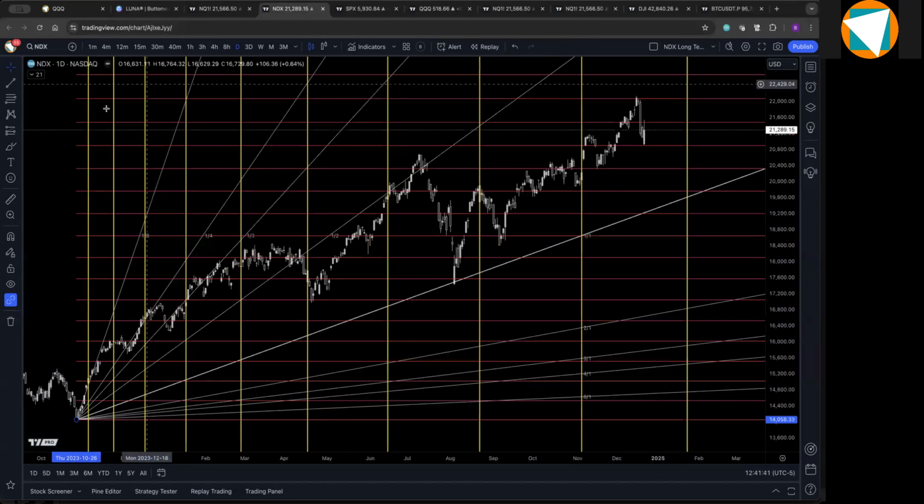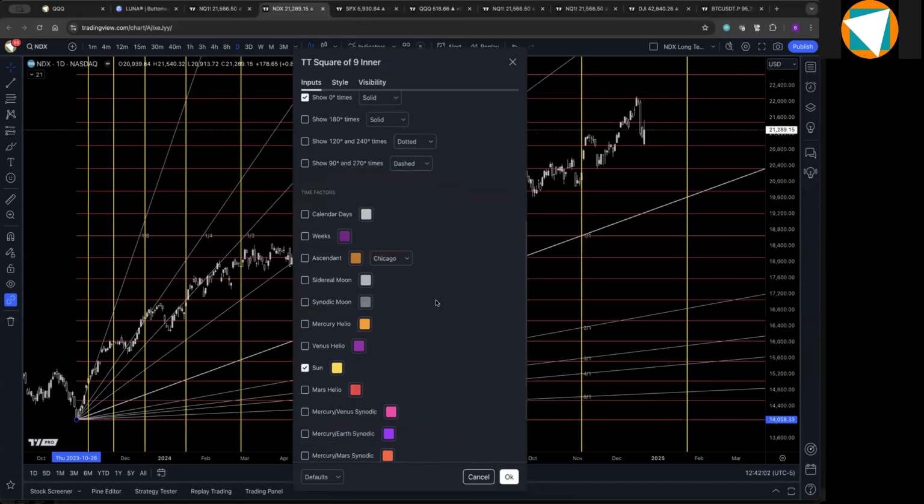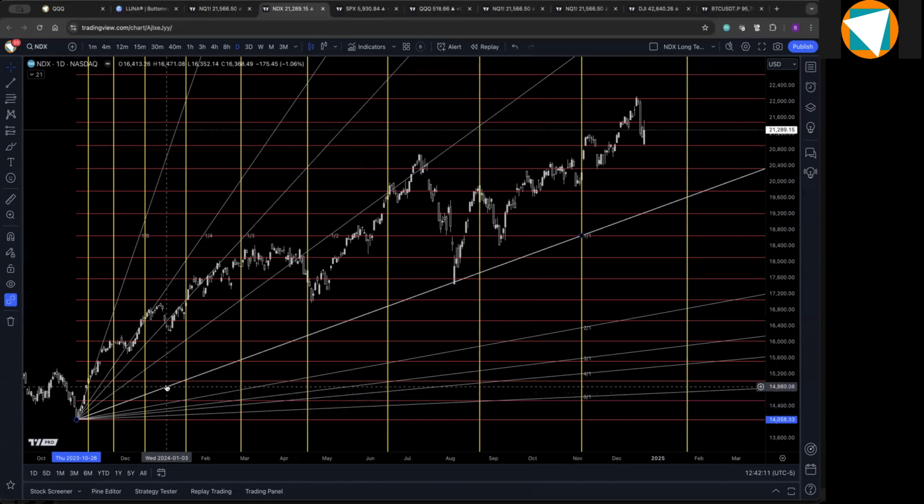The other one is on the NDX. I'm using the new Square of Nine inner chart. You may not be familiar with how to get the most from this, so I'll walk you through it. It's anchored to the October 23 low. Price per cell is 1, and we're showing the Sun as the timeline. Now, what this does is it draws a red line every 360 degrees of price around the Square of 9, starting from the anchor price, which is about 14,047.